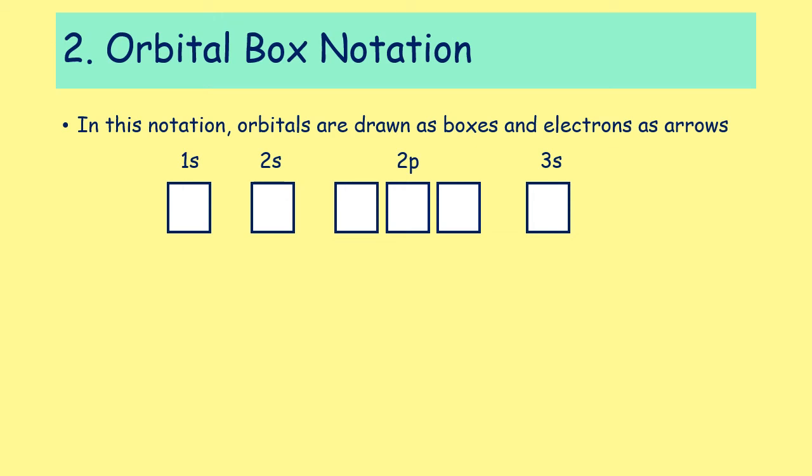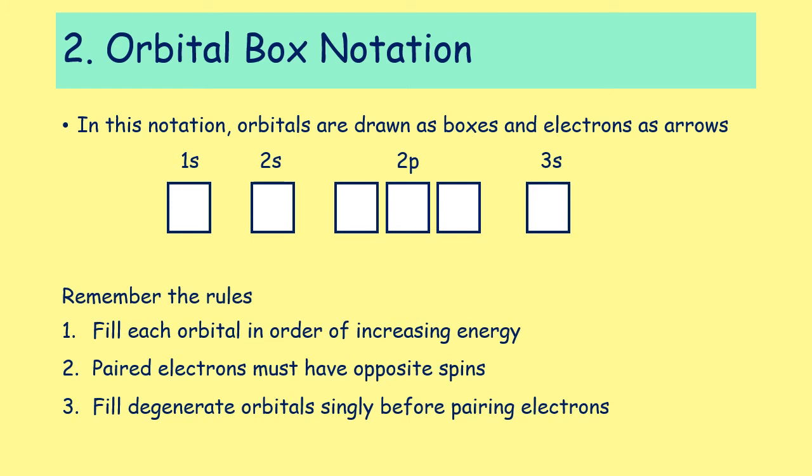So when we draw out our boxes, we leave a bigger gap between each type of orbital, and then for degenerate orbitals, like the 2p orbitals, they're all sort of smushed together, so you can tell that they belong as a family. Now the rules. First rule, the Aufbau principle, we're going to fill each orbital in order of increasing energy, which means we'll go 1s, 2s, 2p, then 3s.